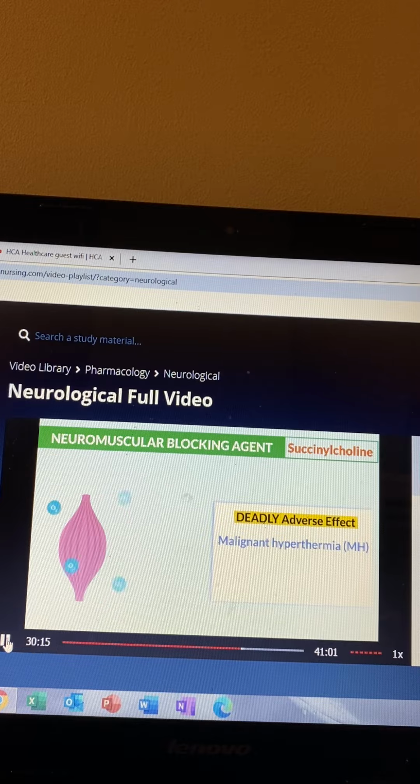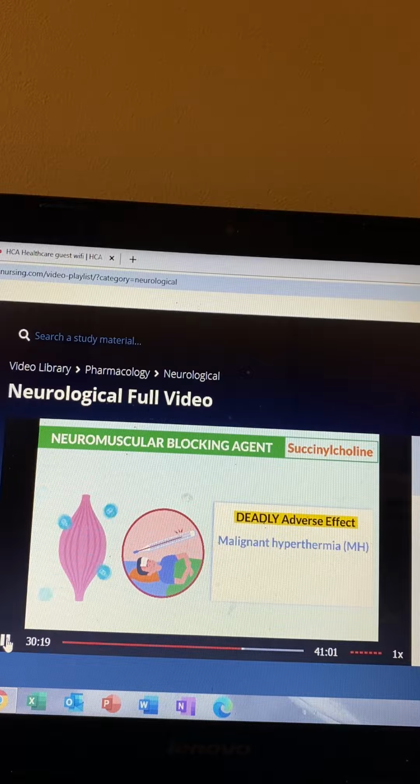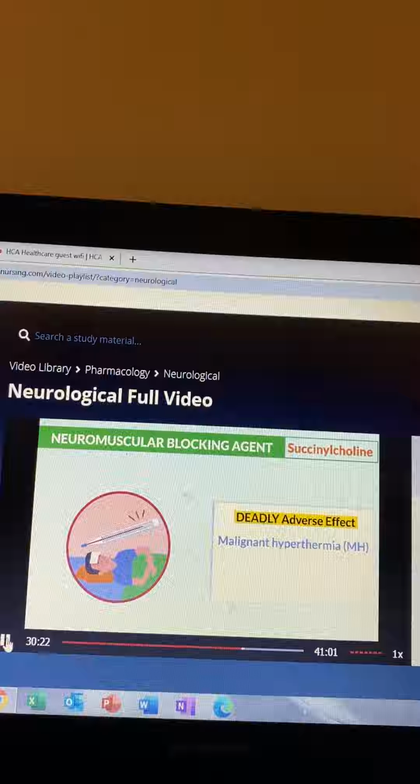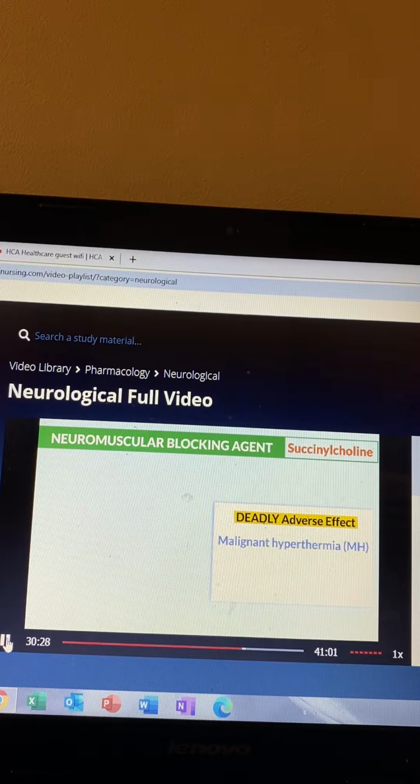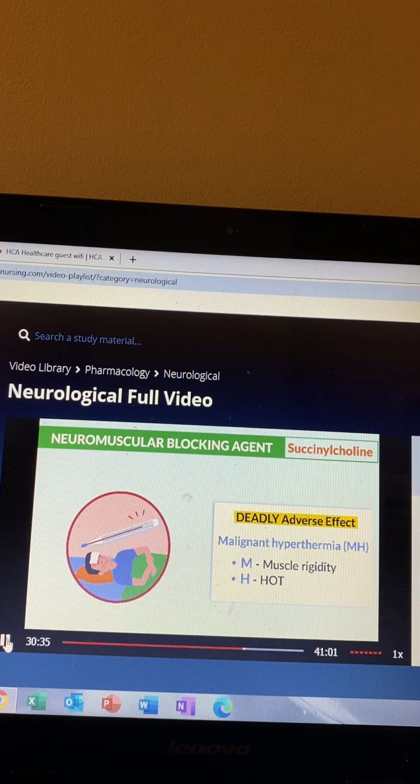This increases oxygen demand and metabolism, which results in dangerously high body temperatures. Hence the name MH, malignant hyperthermia, very hot body. So simply remember MH as the acronym MH. M for muscle rigidity and H for hot.